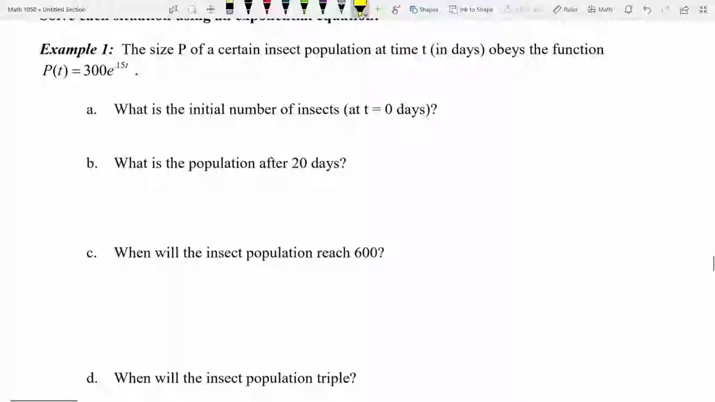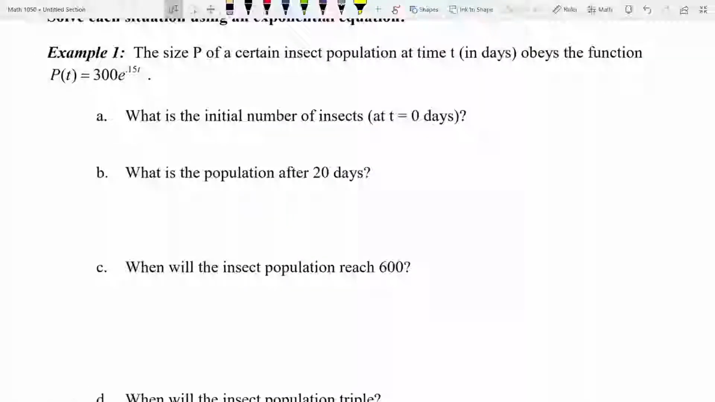Okay, here we go with question 1, nice and slowly. The size of a certain insect population at t days obeys this function. It just means it follows this function. What I really want you to do is write t equals and P of t equals. Because, guys, listen. Everybody just look up and freeze for 2 seconds and listen. I have 2 variables right now. This is big to understand. I have a P of t and I have a t.